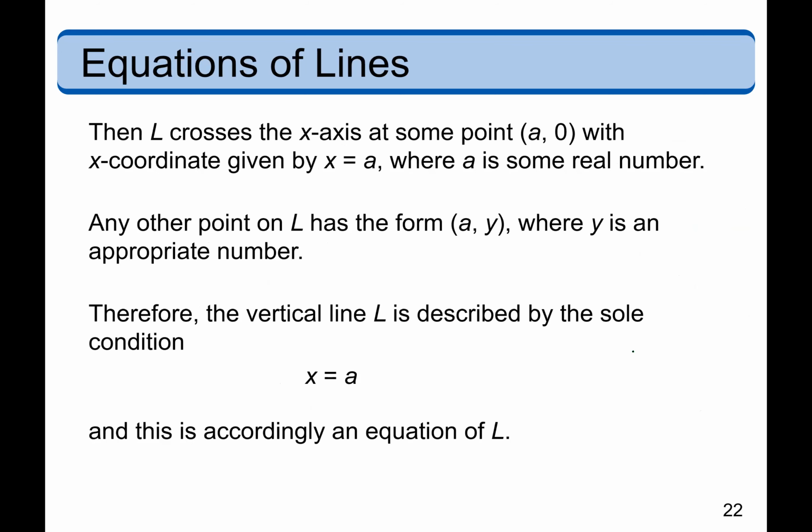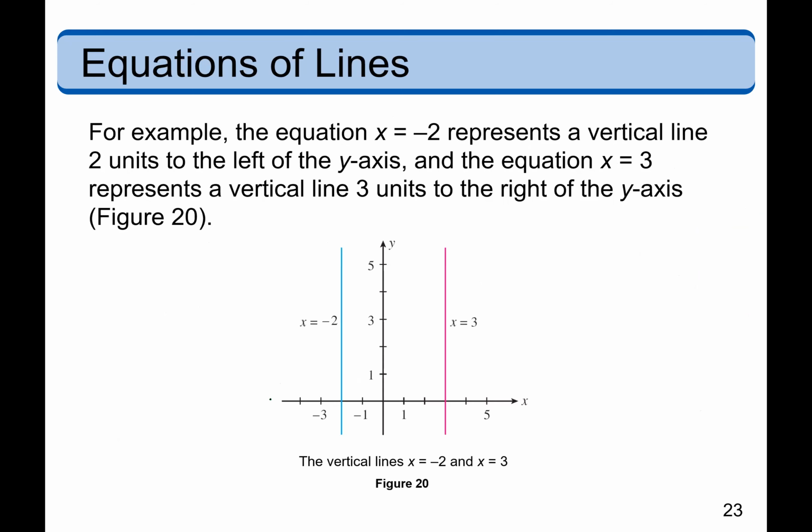So x equals a is the final conclusion about all vertical lines. Here, this line is x equals 3, a vertical line. And this line is x equals -2, because the x coordinate here is -2, and this x coordinate is 3. They are parallel to each other. You can draw another vertical line here, let's say at 5, so the equation is x equals 5. As you can see, they all have the same structure, x equals something.